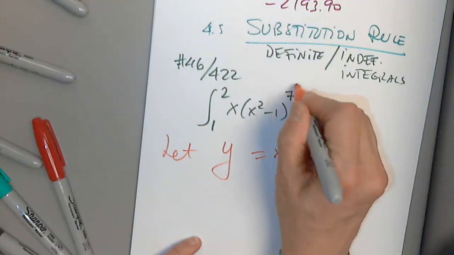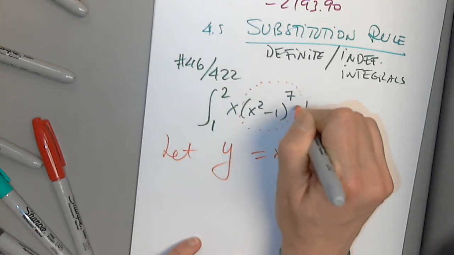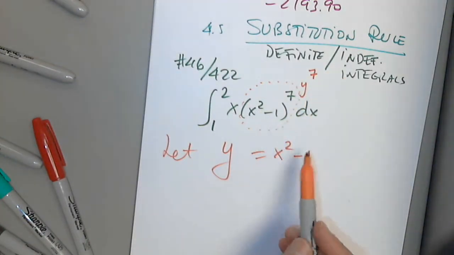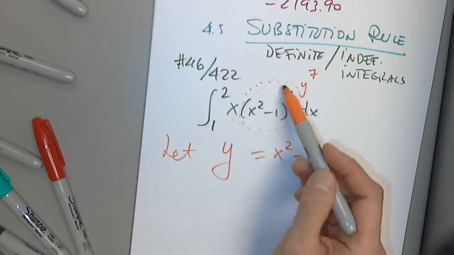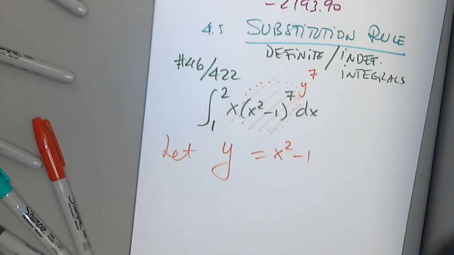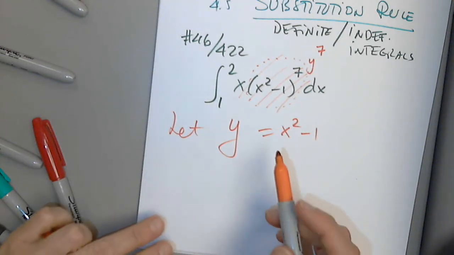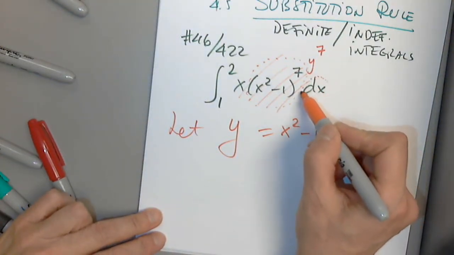If that's the case, then eventually this piece will become what? Will become y to the 7th, correct? So if I denote x squared minus 1 by y, then this whole piece will be changed into y to the 7th power. Would you agree? Yes. Okay. So I cannot have x and y in the same integral. That's not possible, right? So now I have to determine dx.